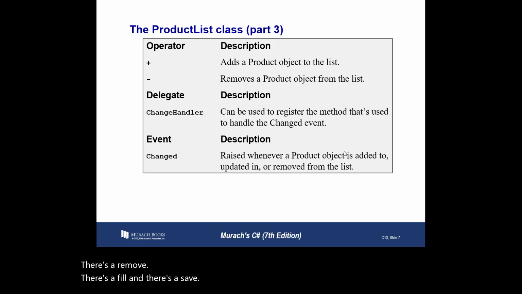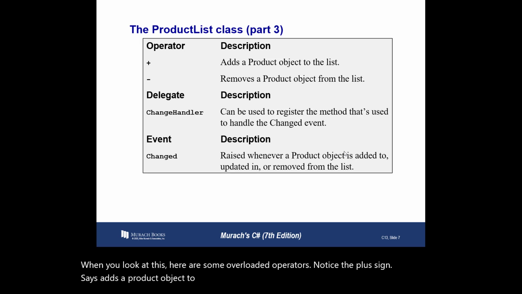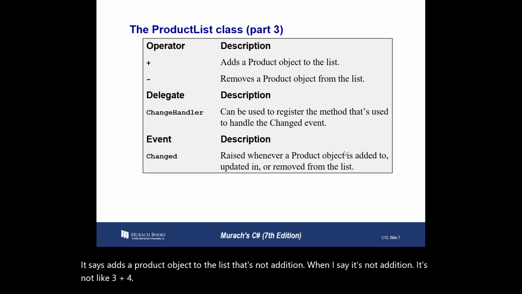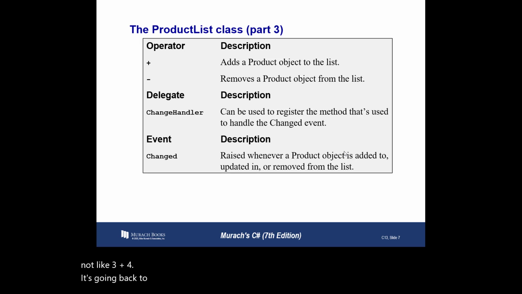Now, when you look at this, here are some overloaded operators. Notice the plus sign. It says it adds a product object to the list. That's not addition. When I say it's not addition, it's not like 3 plus 4. It's going back to my example that I gave you before about adding a name to a phone book.